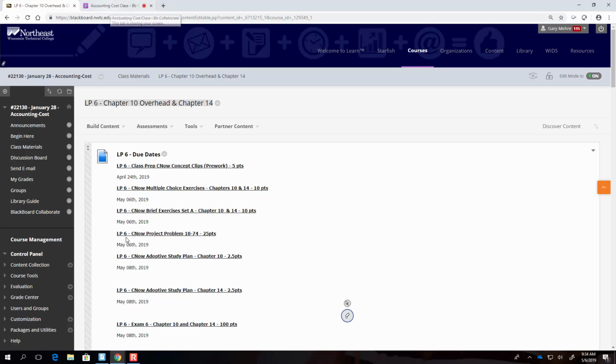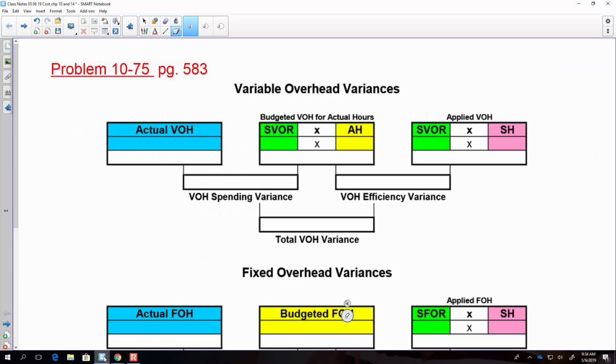All right, so I'd like to start. I only have one of these today, with our overhead variance computation. We'll review that. This is another one where we're kind of working backwards, so it's a good one to review to make sure we understand our template and how it works.